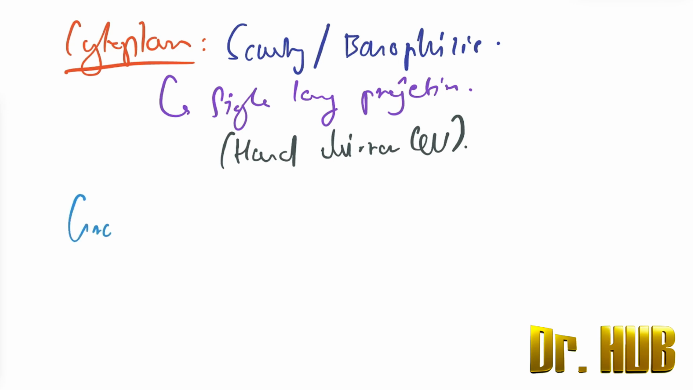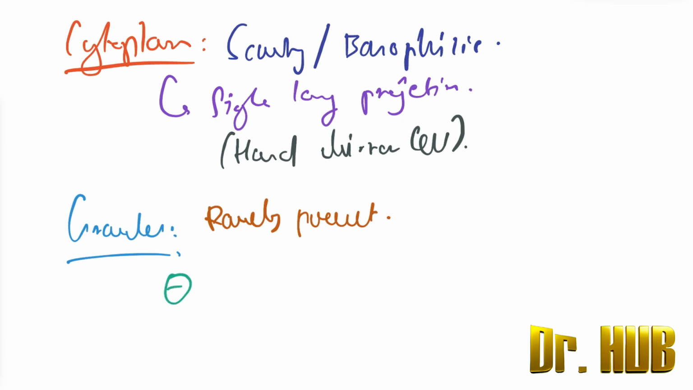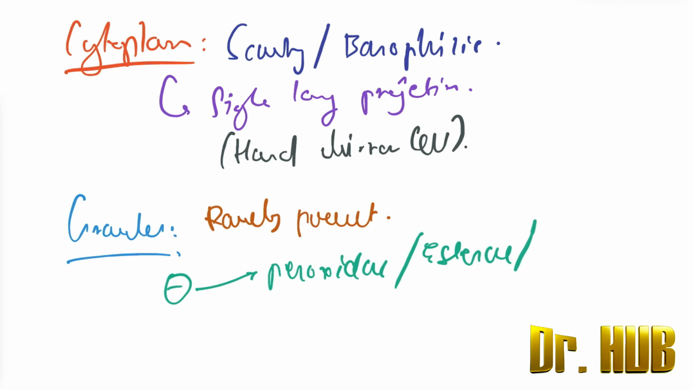Then we look at the granules. As per the granules, they are rarely present. The granules are negative for peroxidase. It is negative for esterase as well as toluidine blue. So as per all this, it is negative.